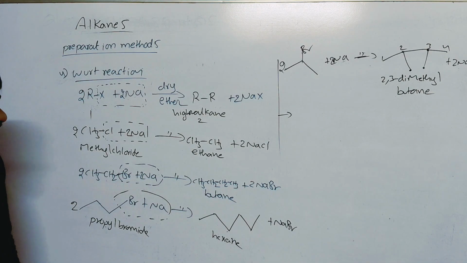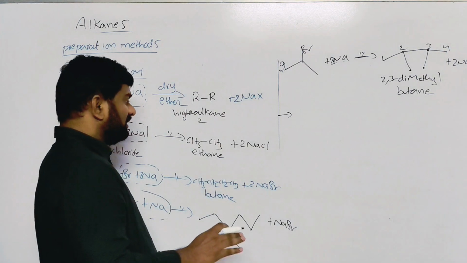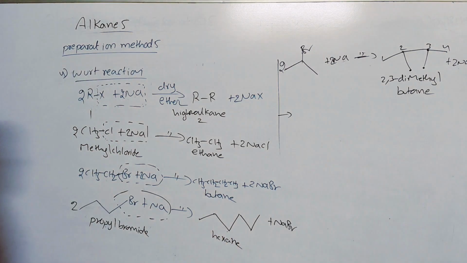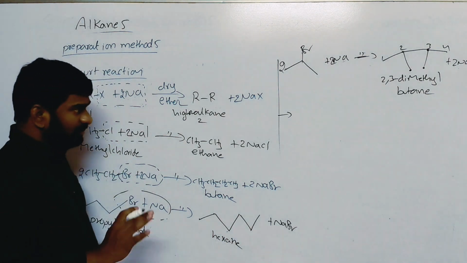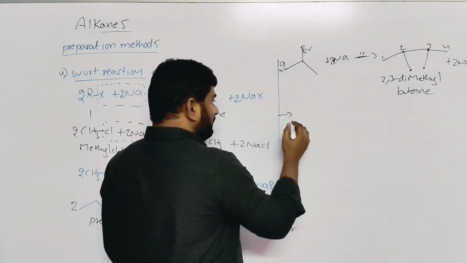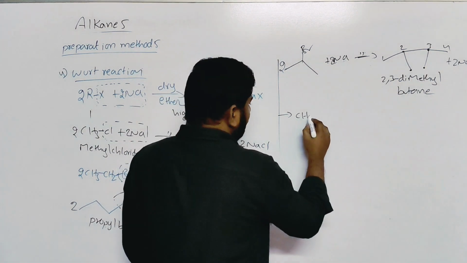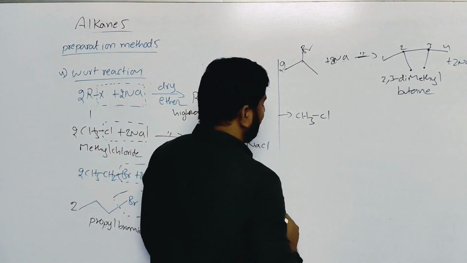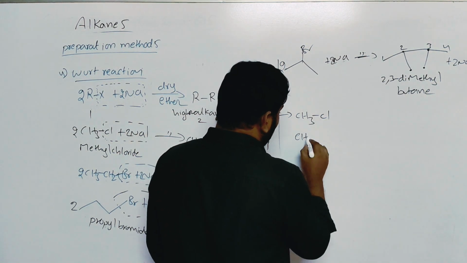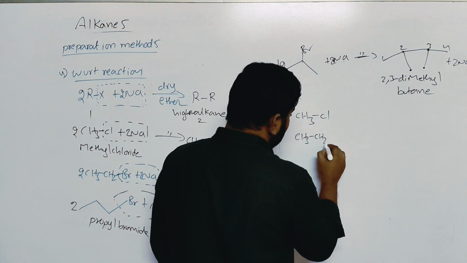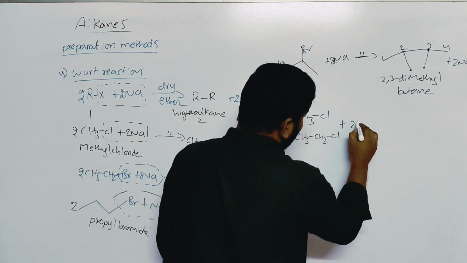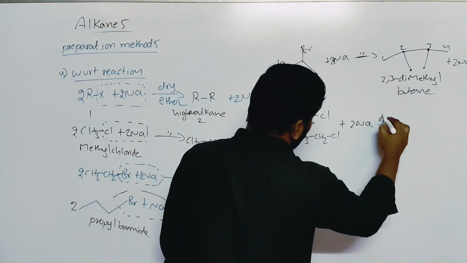alkanes or not. Can we prepare odd number of carbon containing alkanes or not? That is the question. Okay, we can prepare odd number of carbon containing compounds also. See here, if you take CH3Cl and one more alkyl halide, CH3CH2Cl, both are heated with 2 moles of Na in the presence of dry ether.